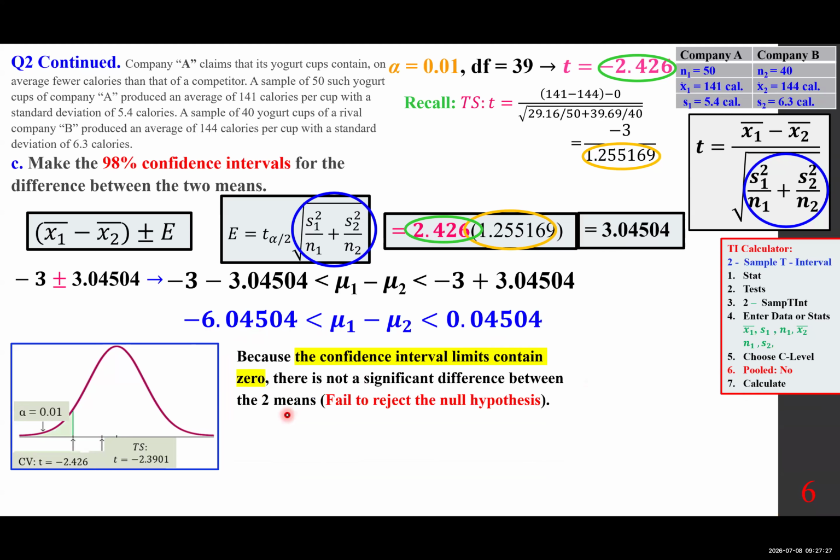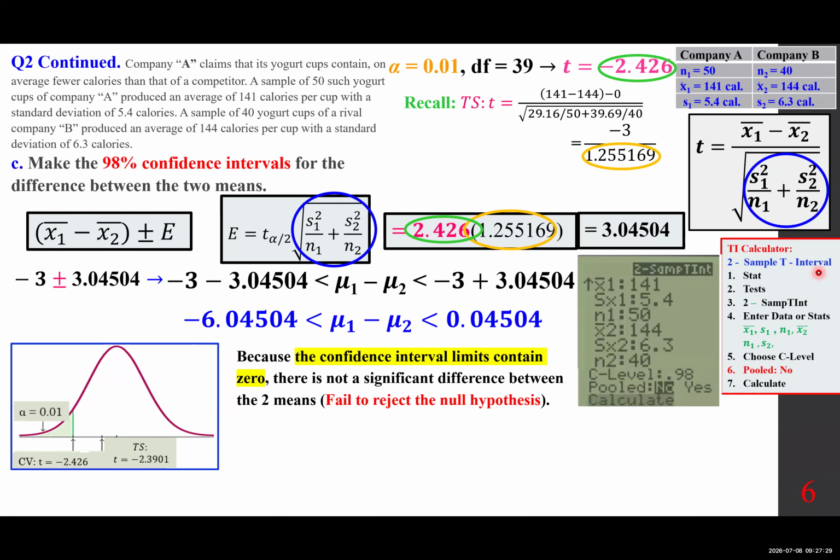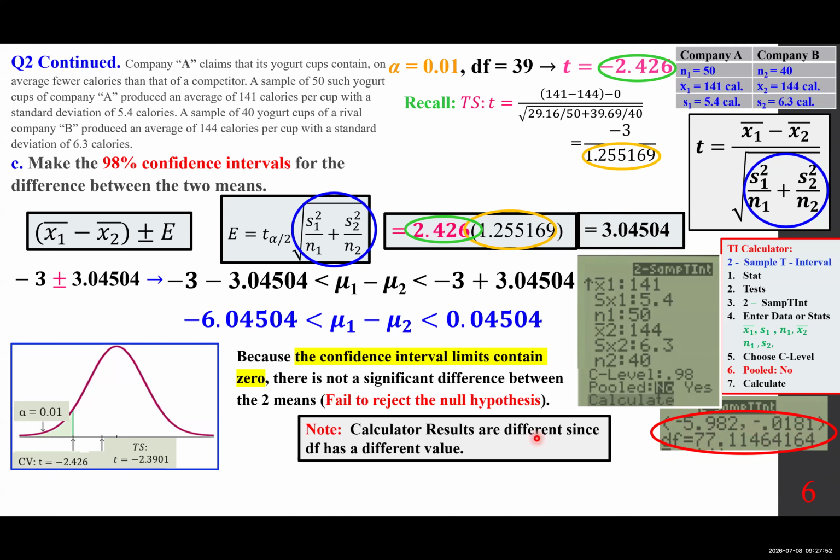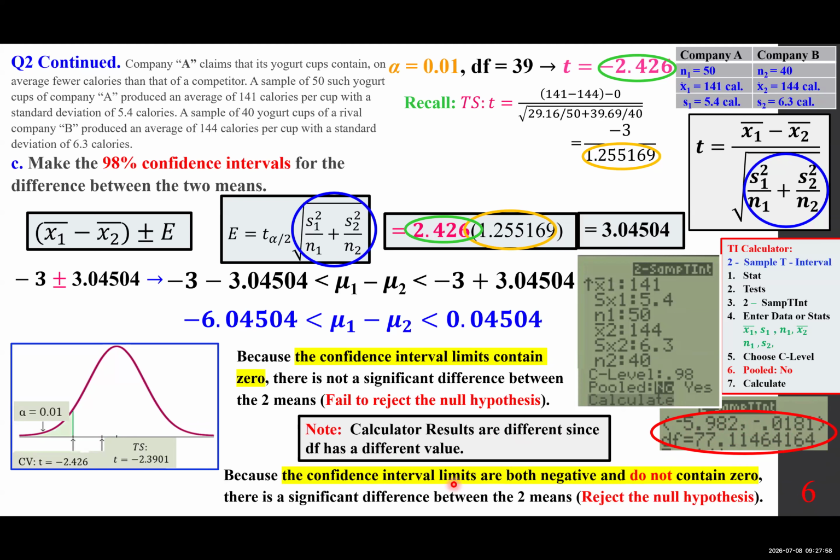Now, if we do it with the TI, 2-sample t interval, we put in the information, we definitely get a different answer because the degrees of freedom was different. So minus 5.982 to minus 0.0181. Both of them are negative, does not contain 0. It's important to pay attention to. Calculated results are different since the degrees of freedom has a different value. Because the confidence interval limits are both negative and do not contain 0, there is a significant difference between the two means; reject the null hypothesis.